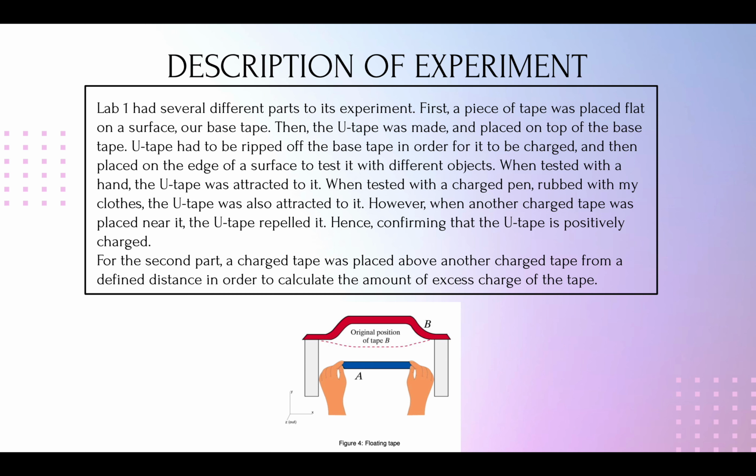When tested with the hand, the U-tape was attracted to it. When tested with a charged pen wrapped with my clothes, the U-tape was also attracted to it. However, when another charged tape was placed near it, the U-tape repelled it, hence confirming that the U-tape is positively charged. For the second part of the experiment, as you can see here, a charged tape was placed above another charged tape from a defined distance in order to calculate the amount of excess charge of the tape.